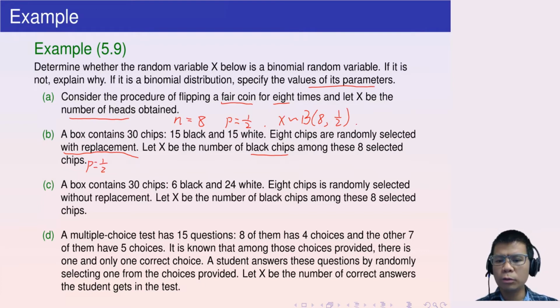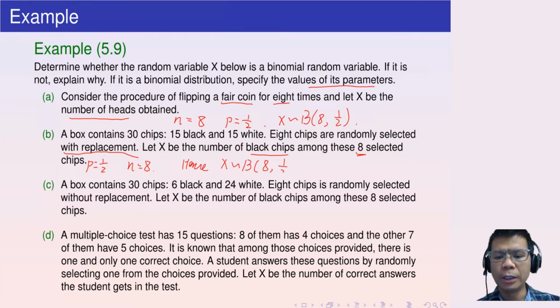And we are trying to do that, what? 8 selected ones. So n equals 8. And they're independent because it is with replacement, right? So they're independent. Hence, we have X as a binomial distribution with parameters n is 8 and p is 1/2.